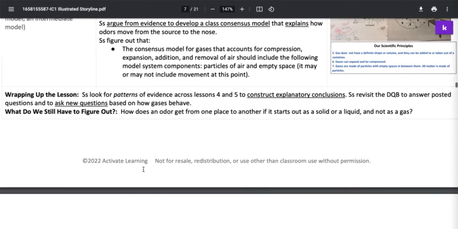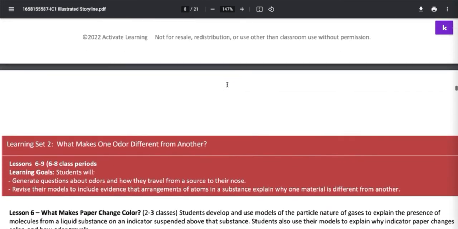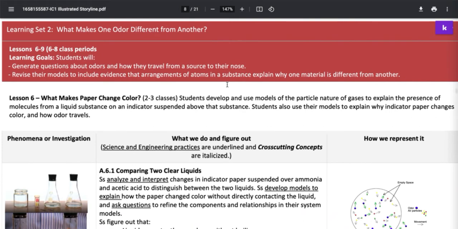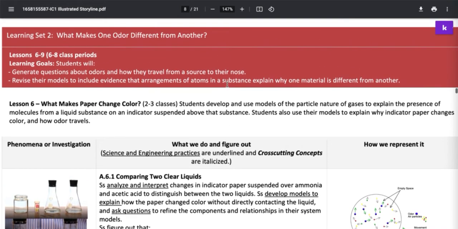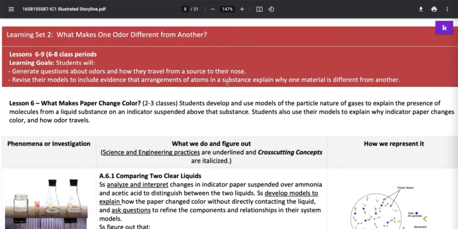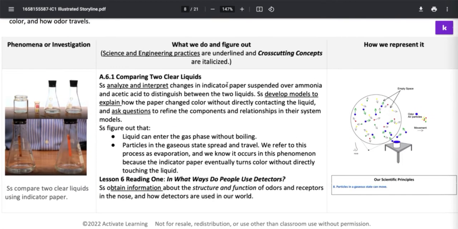Okay. Consensus models, having students work together to make a more in-depth model as you go through. What makes one odor different from the other? So that's the end of learning set 1, right? So just some of the basic properties of air. Learning set 2, you really start digging in on differences.